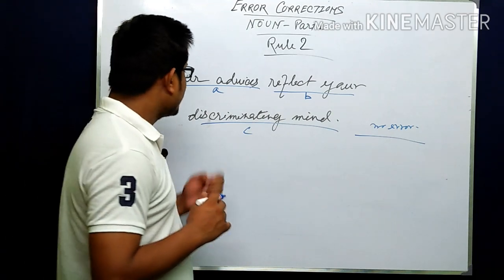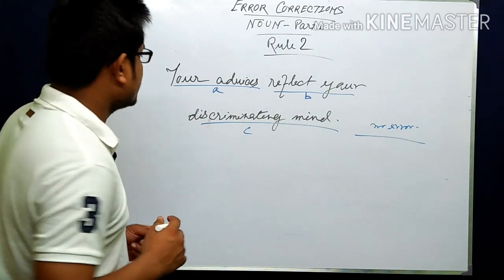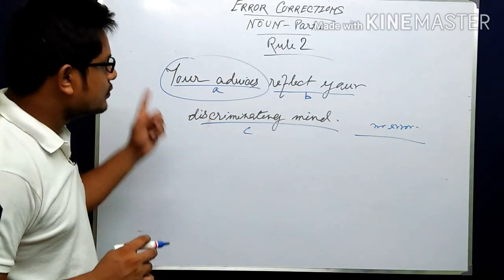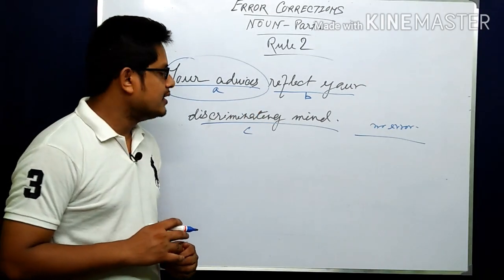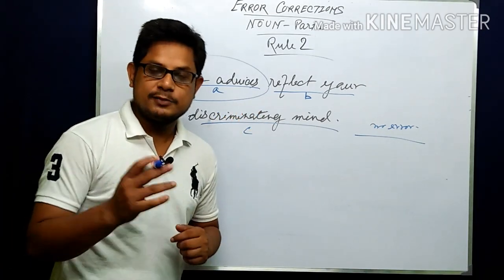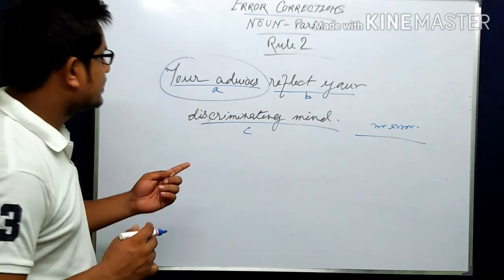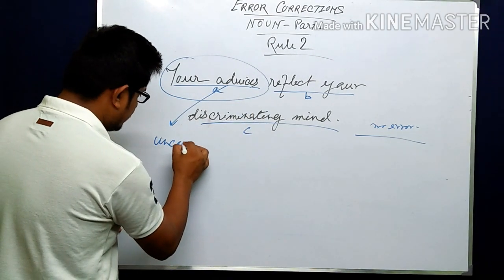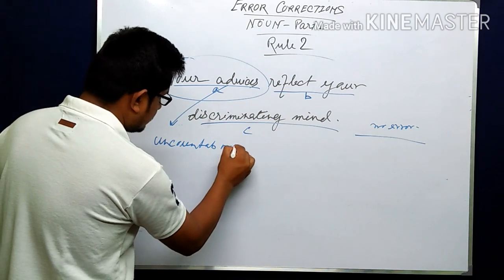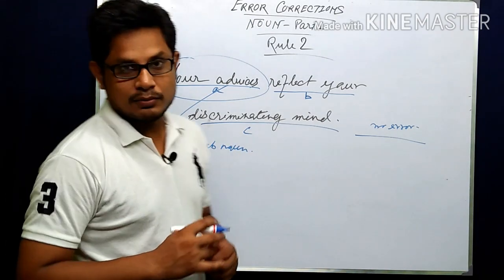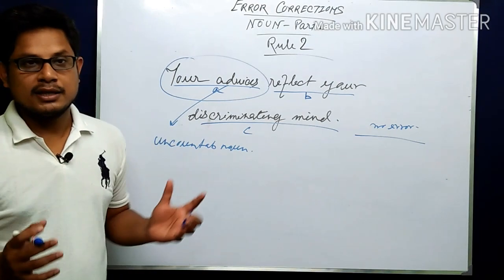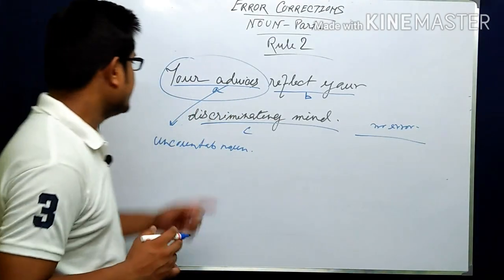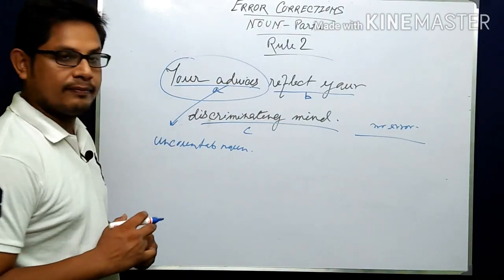Right? So now, look at this sentence. This part, your advices, part A. Again, this part is wrongly used in this sentence. Okay, so answer would be A. Why? Let me explain. Again, in the previous rule, you have already seen that advice is an uncountable noun. So an uncountable noun is a name of anything that you cannot count. Clear? So an uncountable noun cannot be counted.